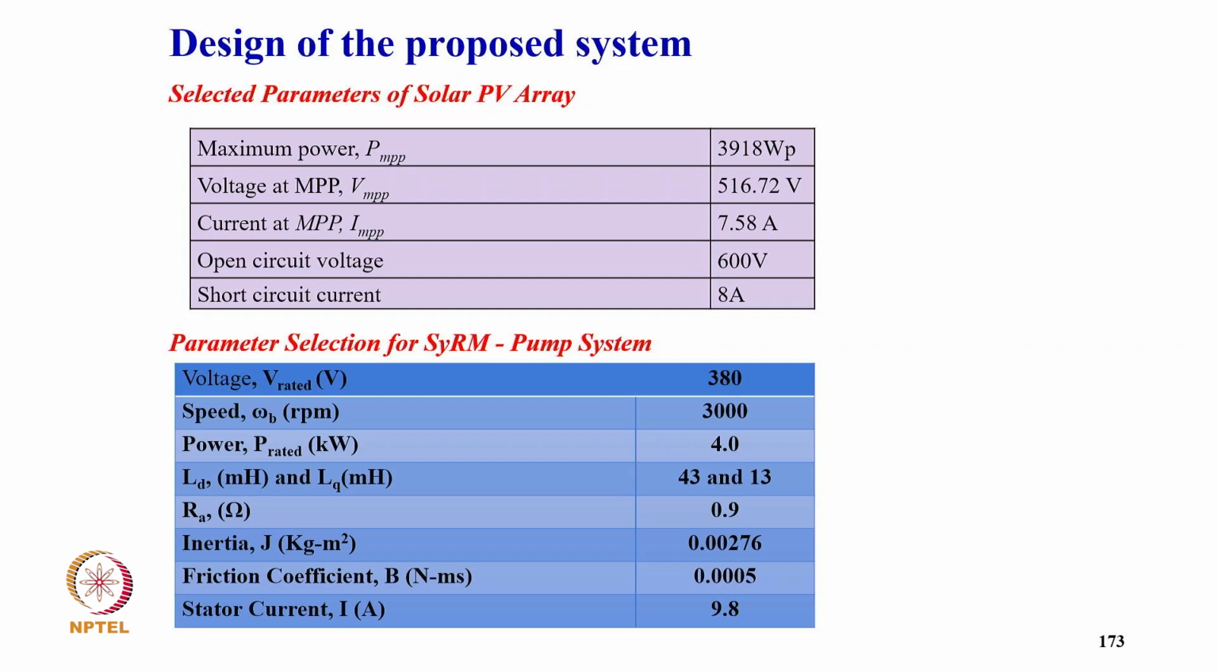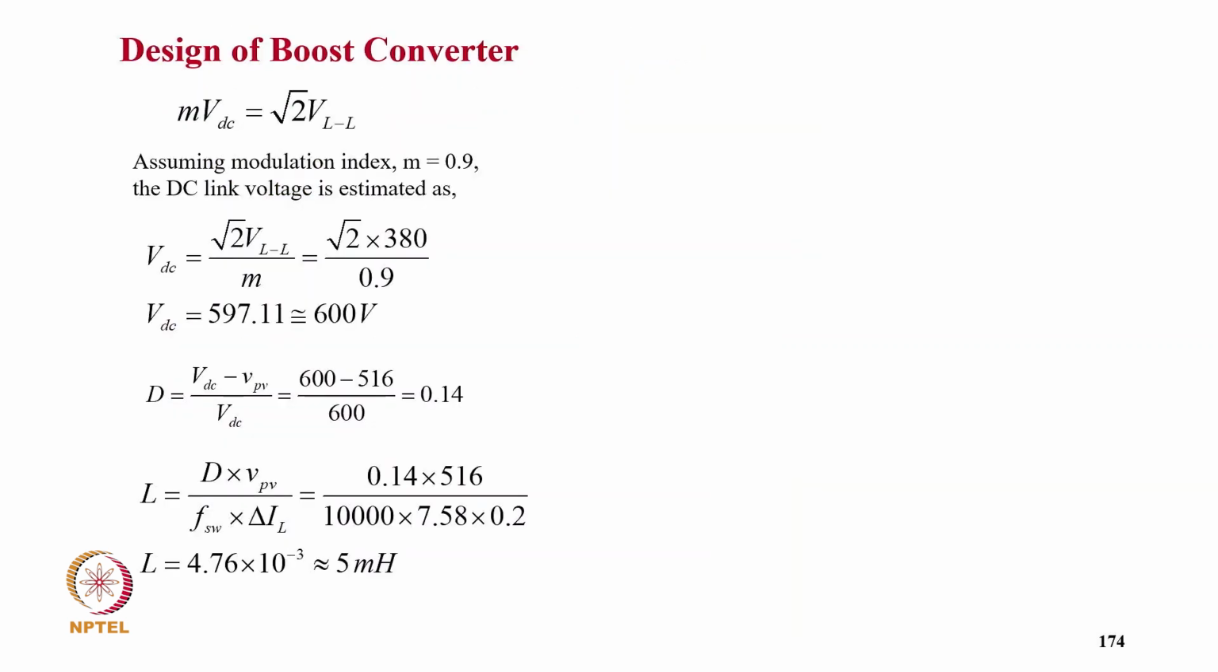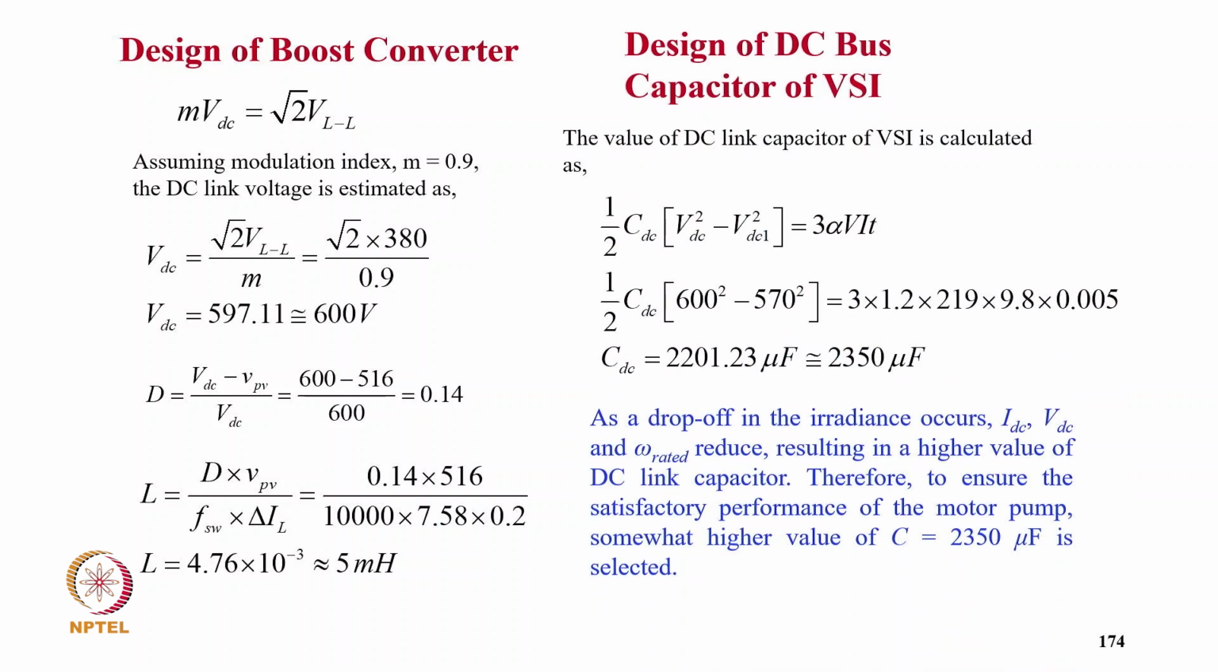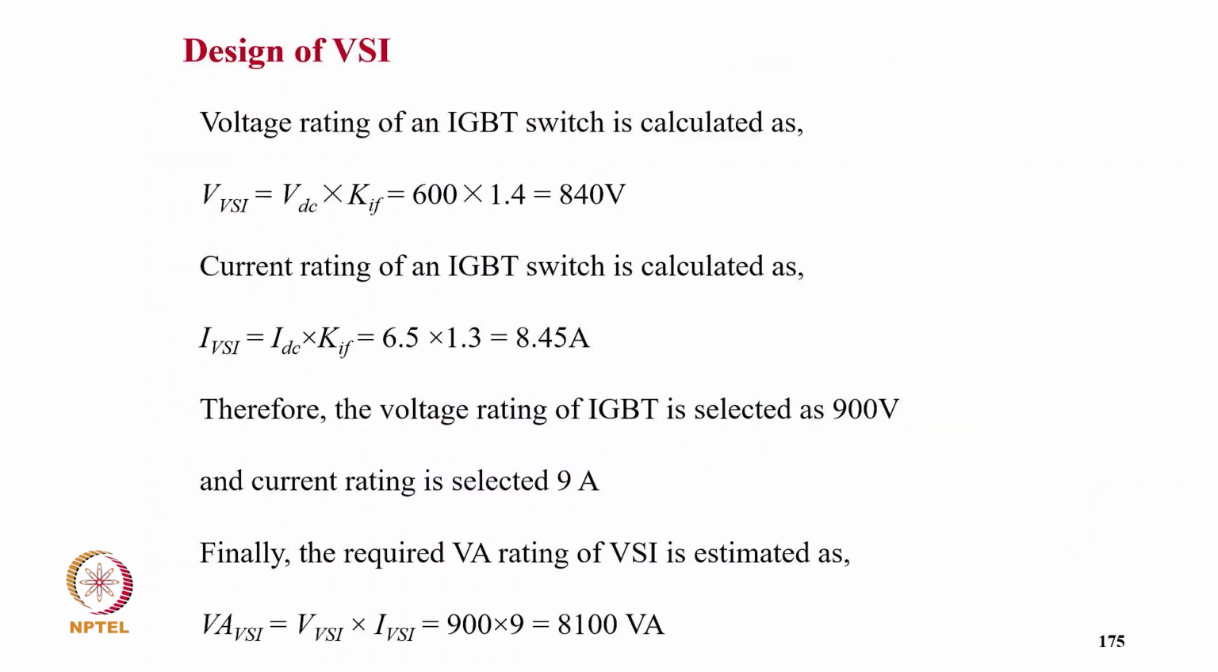So these are the specifications of the motor. Typically a 4 kilowatt motor is taken with 3000 RPM. Here you can see all the parameters of this machine. And then for design calculation, the DC link voltage we set at 600 V, the duty cycle is set, and the boost inductance comes to around 5 millihenry. And the DC link capacitor comes around 2300 microfarad applying this relation. The drop in voltage occurs when I reduce it, resulting in a higher value of DC capacitor. Therefore, to ensure performance, a somewhat higher value of 2550 microfarad is chosen.